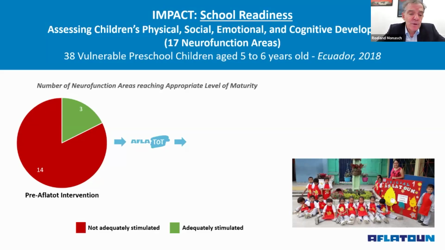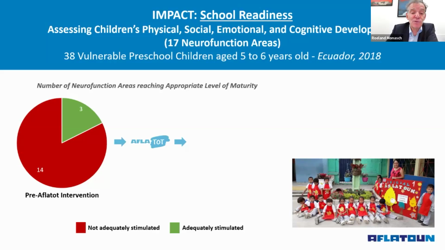And they were very concerned because they saw that the children in the preschool were not picking up and they were not developing. And actually, they brought in experts to look at a number of neurofunction areas of the children. And they identified 38 children who were very vulnerable and behind in their development, they felt. And indeed, the professionals who did the assessment on the 17 neurofunction areas found that in 14 of the 17 areas, the children were really behind in their development. They were not adequately stimulated and ready to go to primary school for early numeracy and literacy.